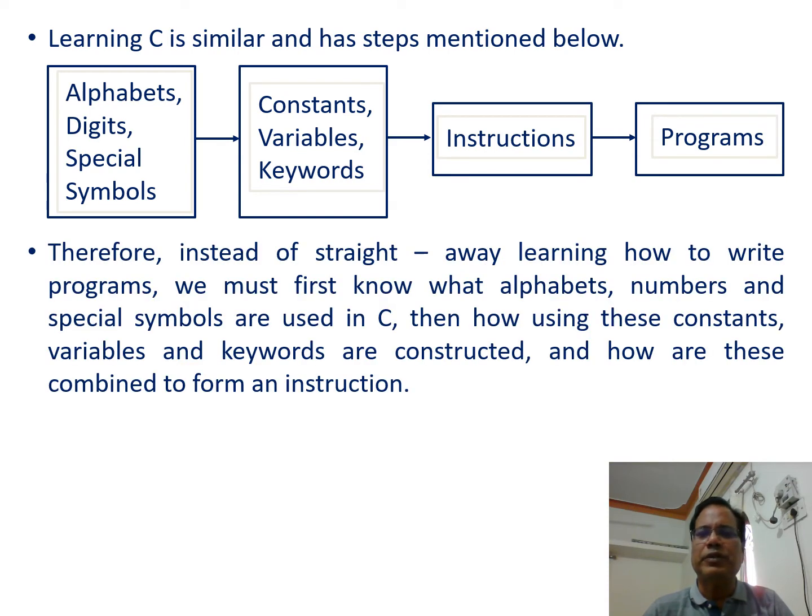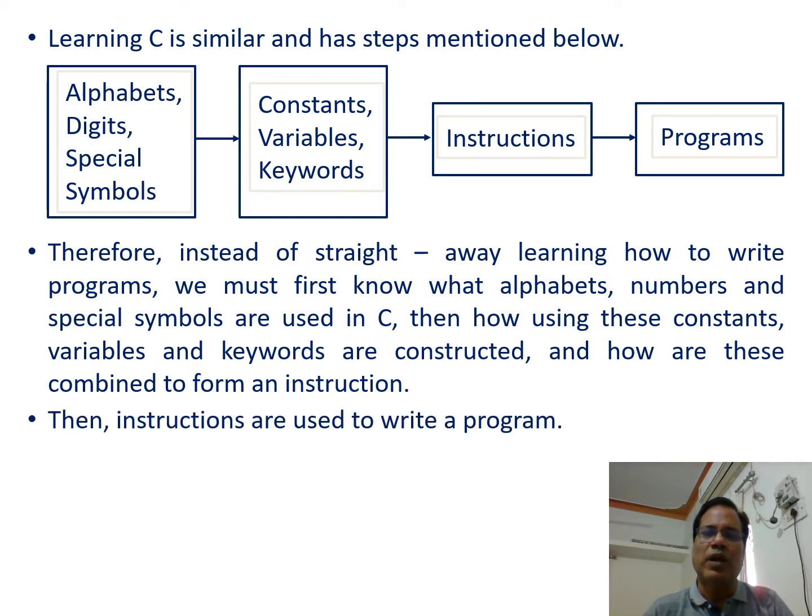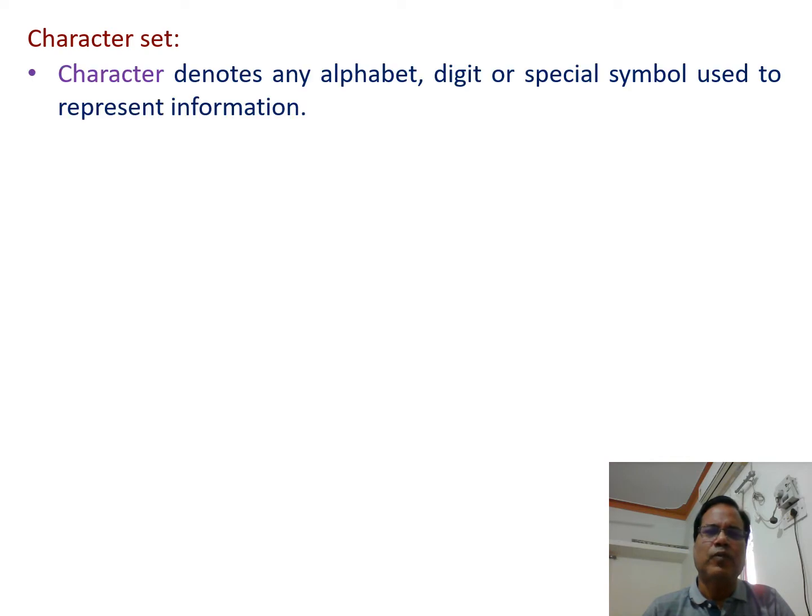Therefore, instead of straight away learning how to write programs, we must first know what alphabets, numbers, and special symbols are used in C. Then, how constants, variables, and keywords are constructed using these, and how these are combined to form an instruction, and then instructions are used to write a program. Now, let us see the character set of C. But before that, let us try to understand what a character is.